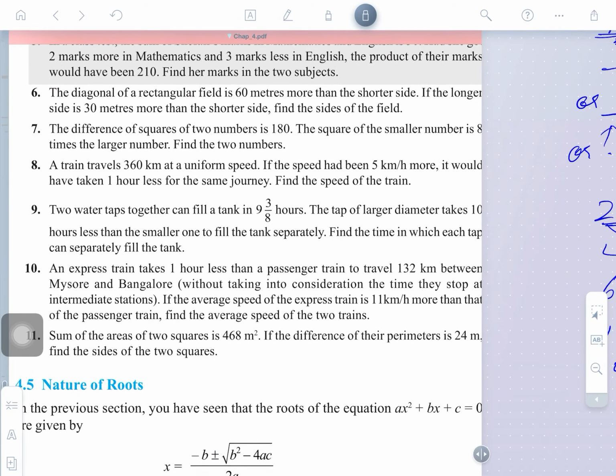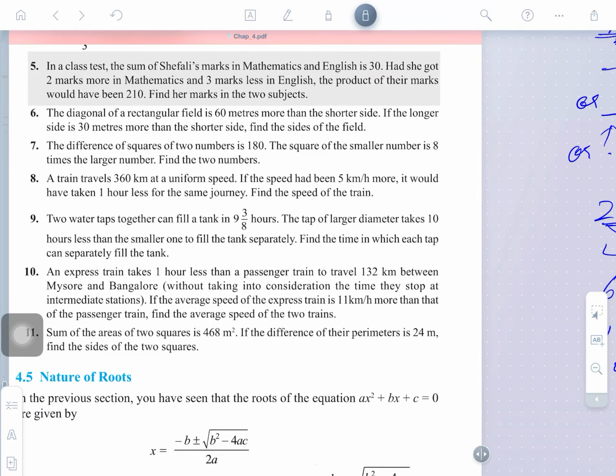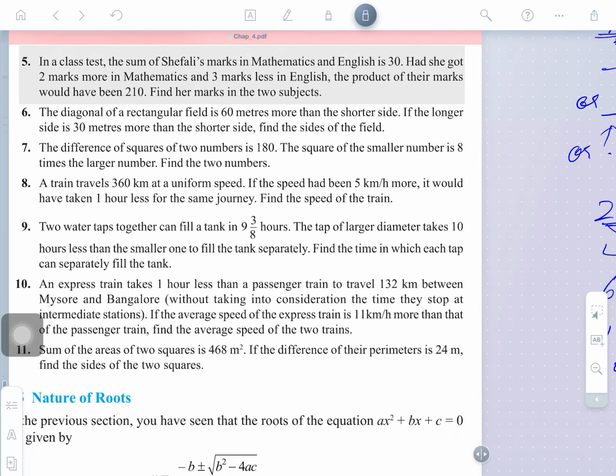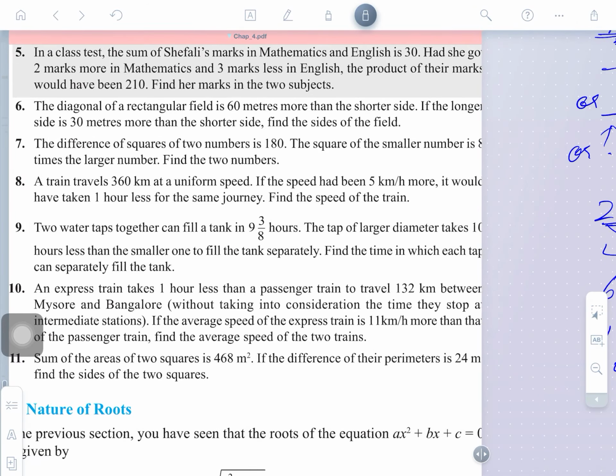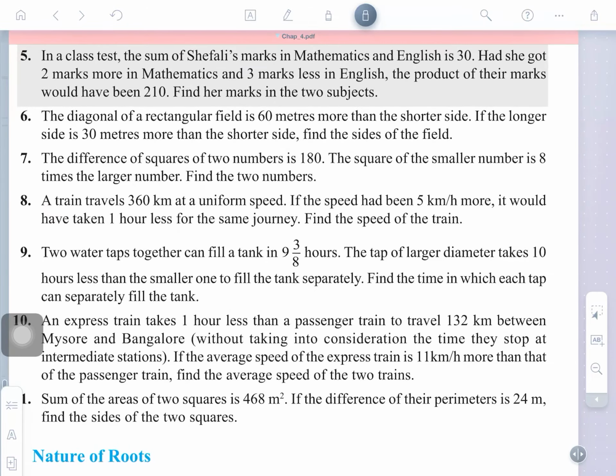Next is also there. The diagonal of a rectangle is 60 meter more than that. Nobody else has asked me this question, but you can solve this. So please try question number 6 by yourself. I am giving 1 minute only. I am waiting for you to do. Question number 6 and 7 you have to do. Please try for that. I am waiting. Please do.